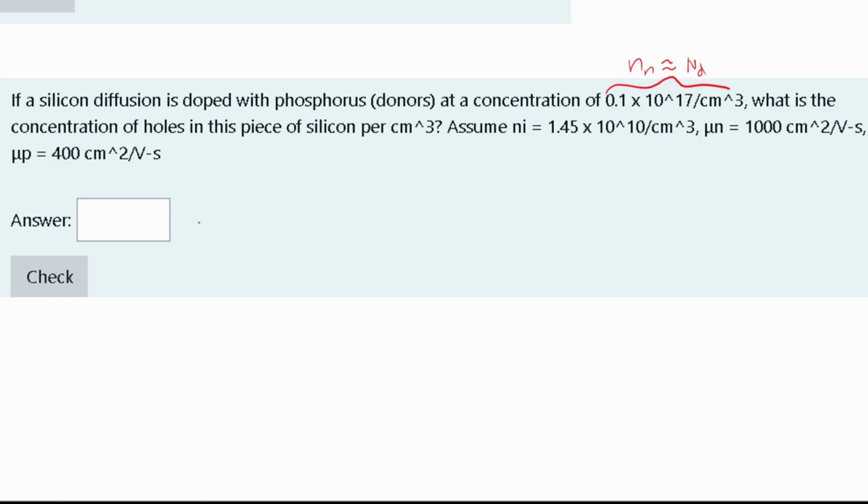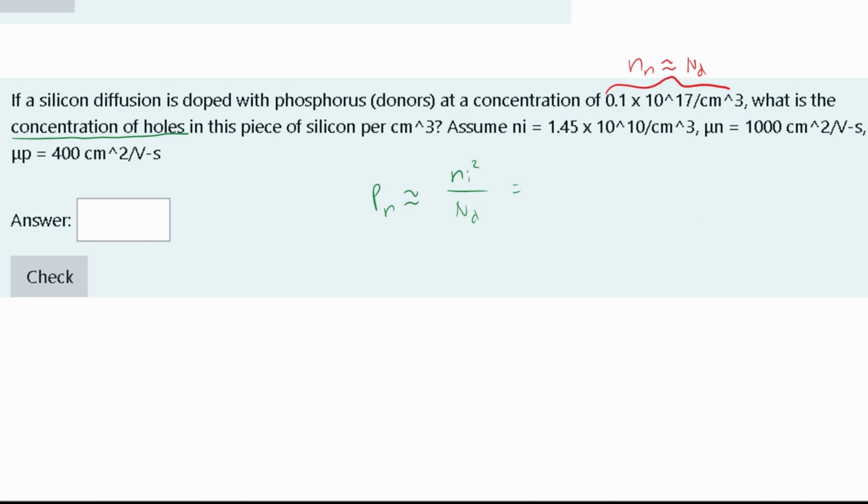Now, what we want to find is the hole concentration of holes, right? So to solve for this, we can go into these notes and we're going to see that we have a P subscript N, and this is approximately N subscript I squared divided by capital N D. So what is this equal to?